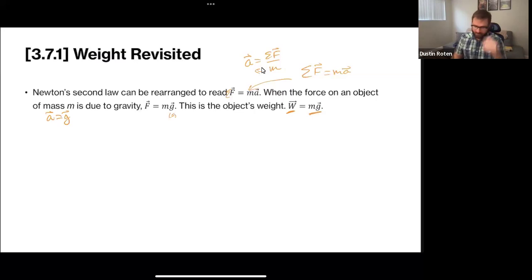So if there's a 50 kilogram crate sitting on the ground, you know that it's 50 kilograms, but if you multiply by gravity, which is about 10 meters per second squared, that's going to give you a weight of 500 newtons. So this is a usefulness of Newton's second law: you can actually use it to calculate anyone's weight on any planet.